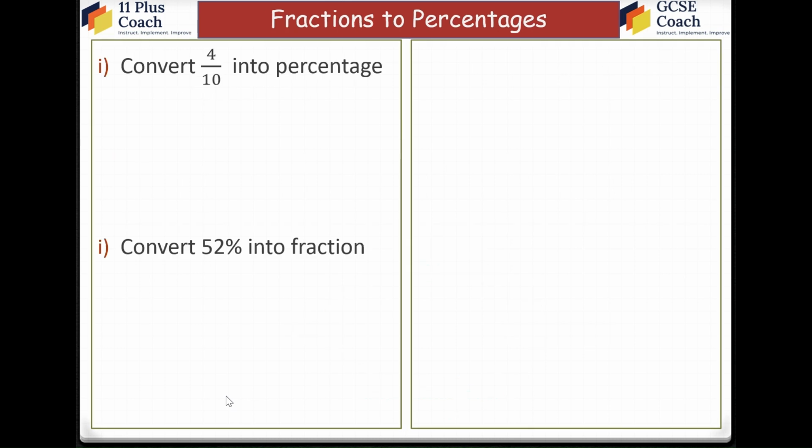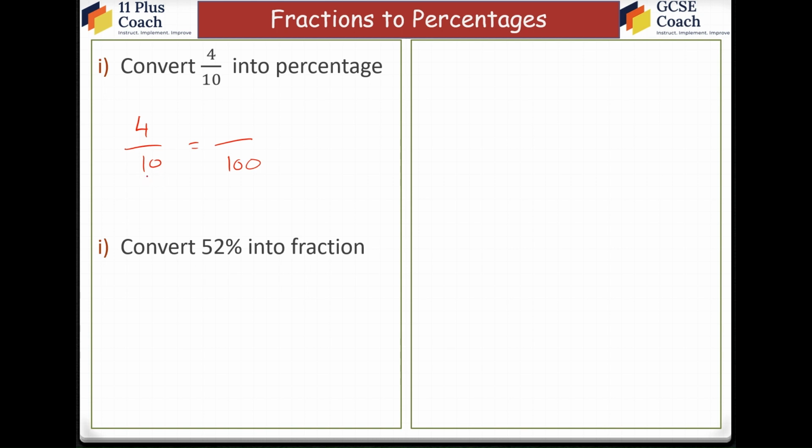So the first question is fractions to percentages. So we're going to convert 4 over 10 into a percentage. Now, to convert this into a percentage, remember I said earlier, find an equivalent fraction to put it over 100. So in this case, again, if you've forgotten how to find equivalent fractions, go and watch the video on equivalent fractions. It explains how to make an equivalent fraction.